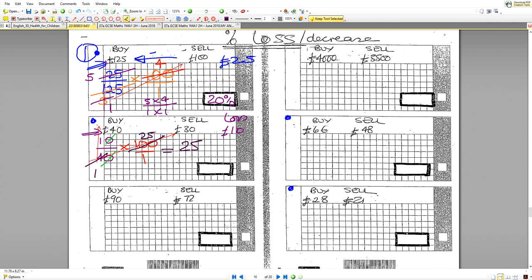Okay. 1 times 25 is 25, and 1 times 1 is 1. So our final answer is 25%. And 10 out of 40 is a quarter, and a quarter is also 25%. You should know that by heart.